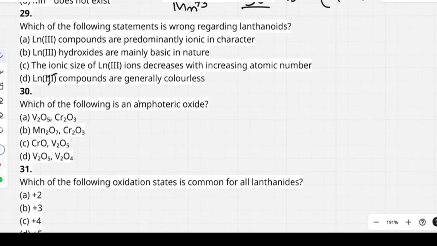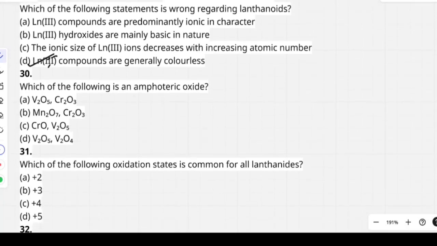This option is wrong. See here, we know that all lanthanoid 3+ compounds are ionic in character. This is a correct statement. Lanthanoid 3+ hydroxides are mainly basic in nature. It is correct. So, the size decreases with increase in atomic number due to lanthanoid contraction. All the 3 options are correct, but the 4th option is wrong. Next, I move to question number 30.